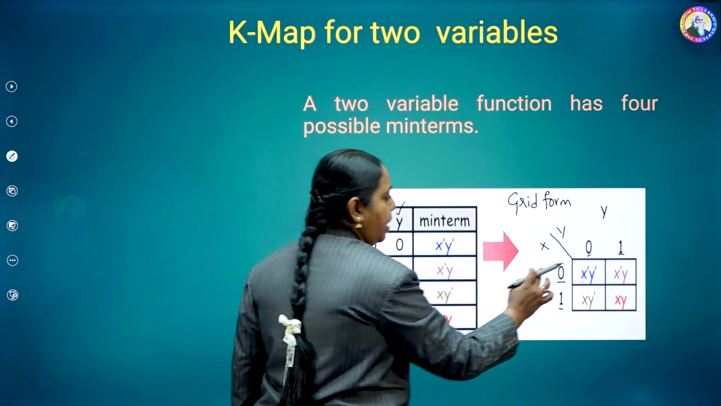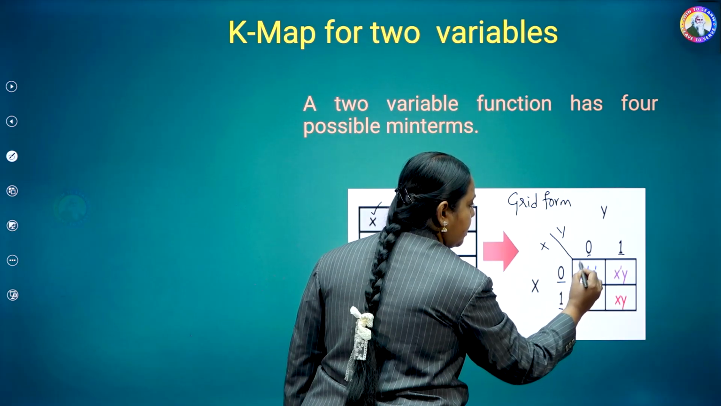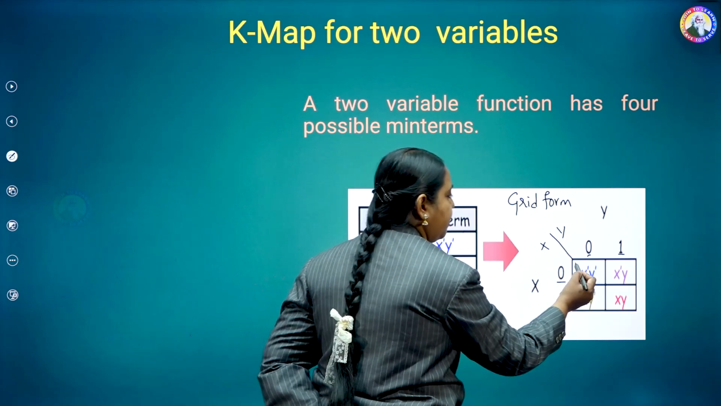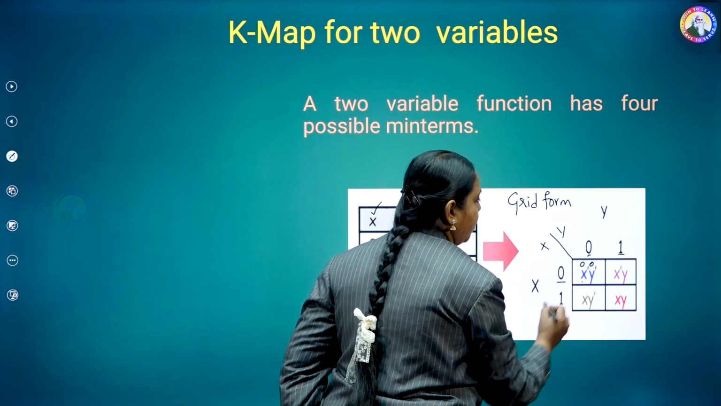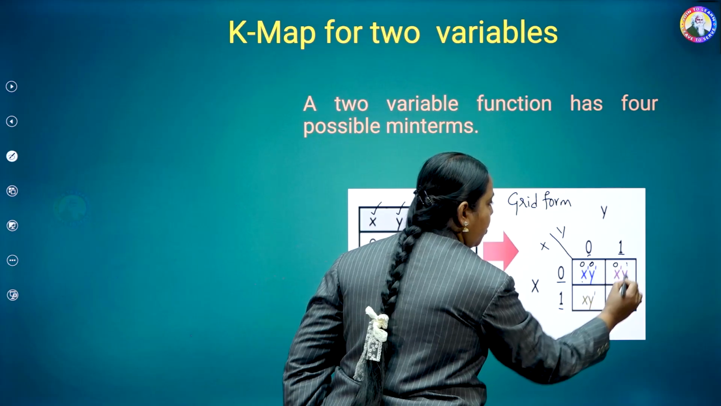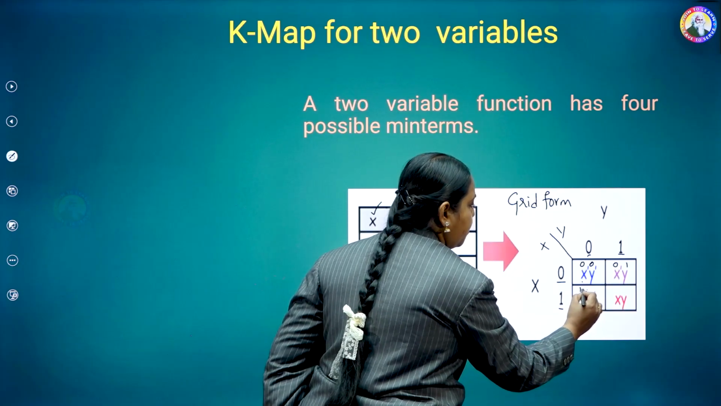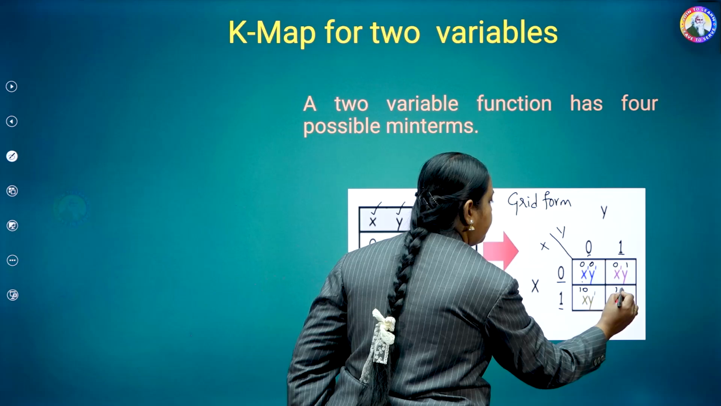Each and every block represents their respective values. The first one represents 0, 0. Second cell represents 0, 1. Third cell represents 1, 0. Fourth cell represents 1, 1.